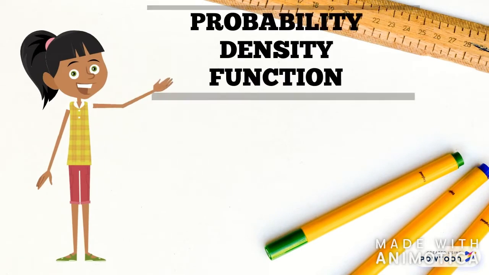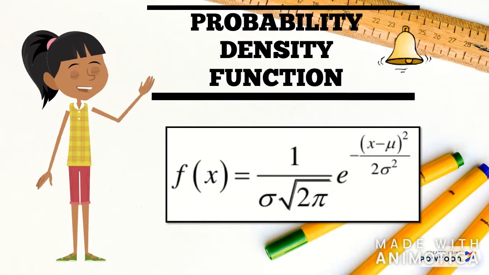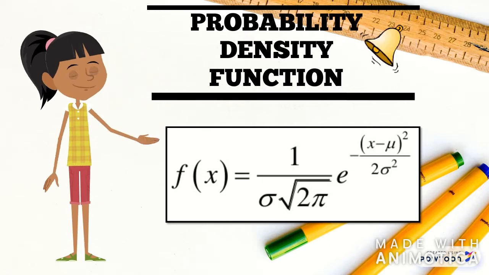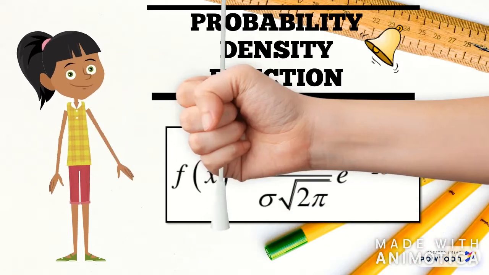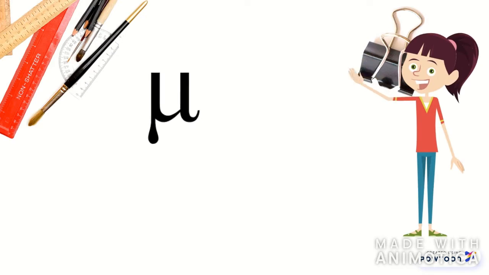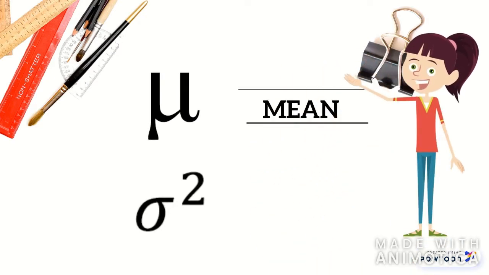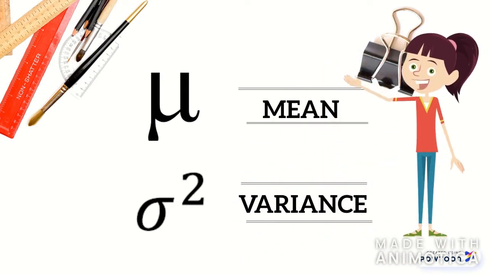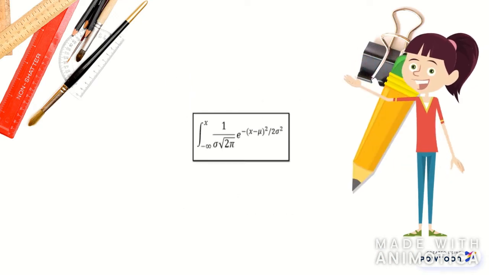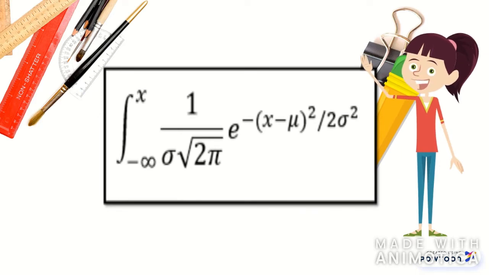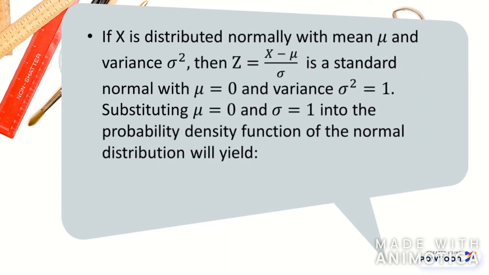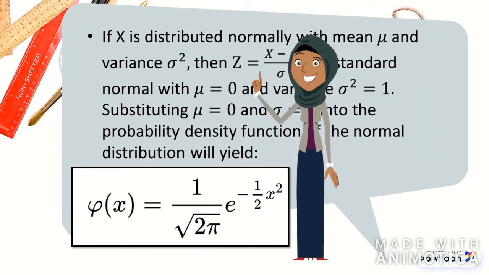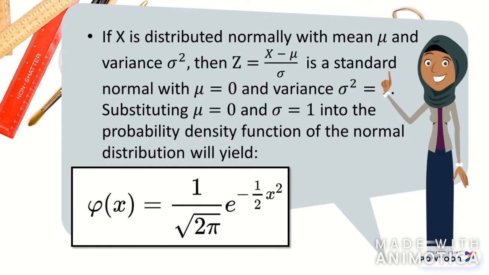If the continuous random variable x is distributed normally, then the probability density function is as what we can see here. The mean and the variance for the normal distribution are denoted as mean and sigma square. Its distribution function can be obtained by integrating the probability density function of normal distribution, that will give us this formula. If x is distributed normally with mean and variance, by substituting mean equals 0 and variance equals 1, we will get the formula.